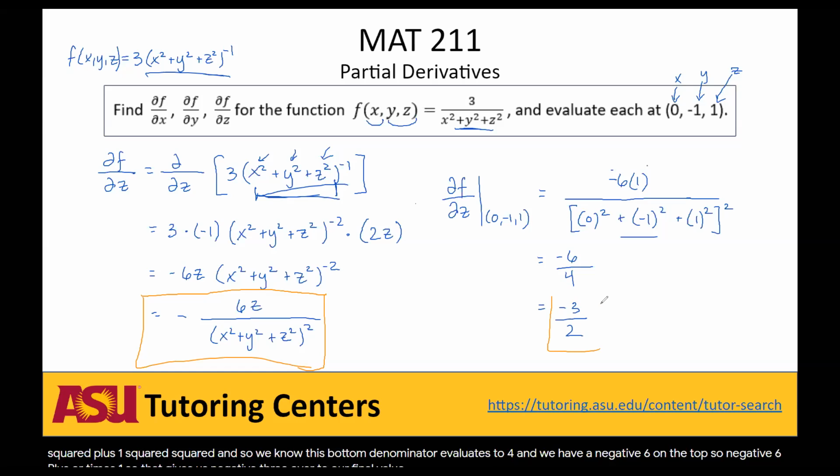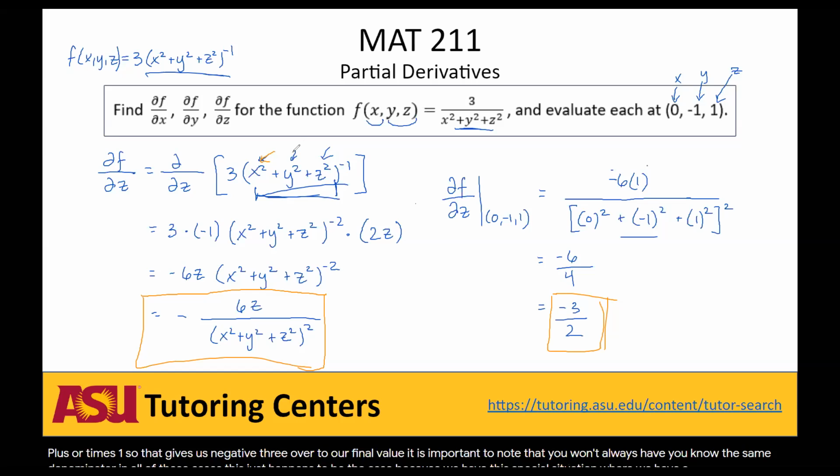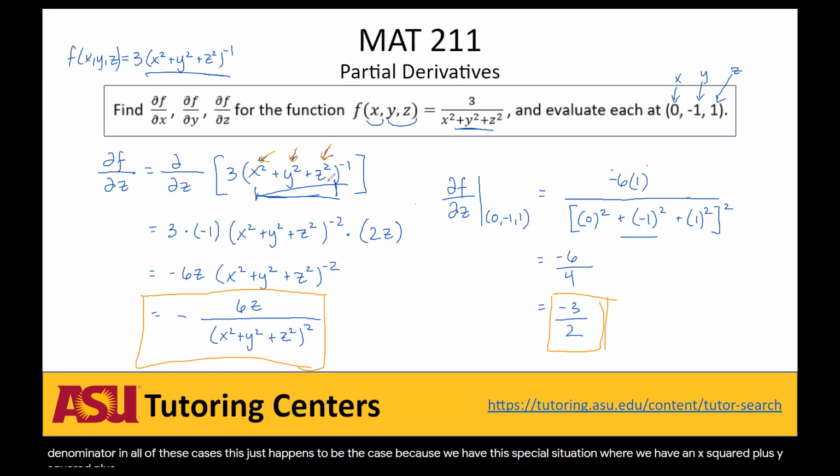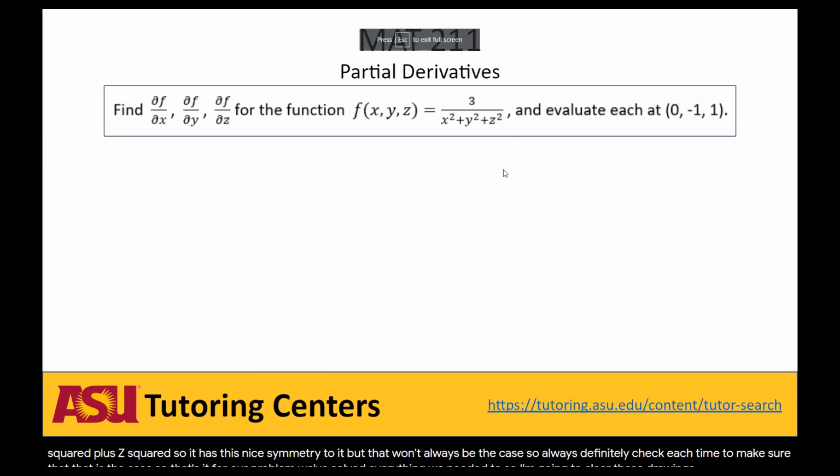It is important to note that you won't always have the same denominator in all of these cases. This just happens to be the case because we have this special situation where we have an x squared plus a y squared plus a z squared. So it has this nice symmetry to it. But that won't always be the case. So always definitely check each time to make sure that that is the case. So that's it for our problem. We've solved everything we needed to. So I'm going to clear these drawings and move to the next page.